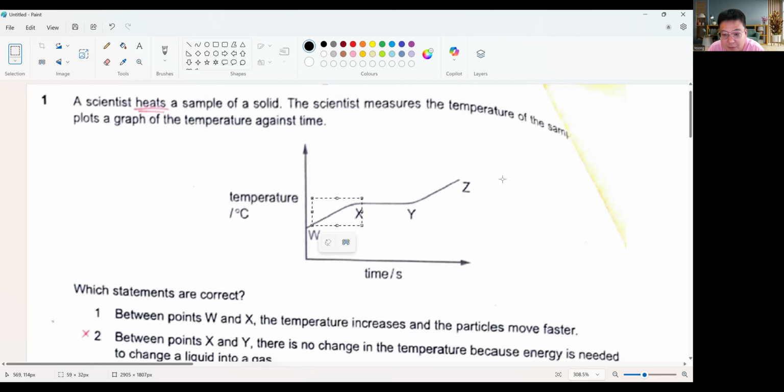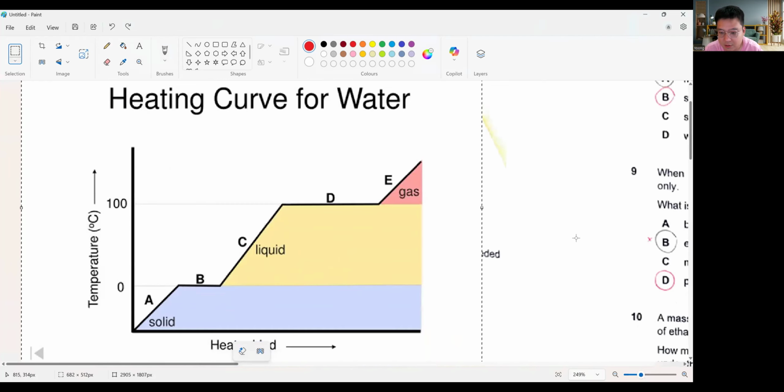So if we look at this graph here, clearly it is the heating slash cooling curve that we have learned. In case anyone is not sure, let me just pull up an example here. Heating curve, okay? In case anyone doesn't remember, let me just show you all. A very simple heating curve. Everyone should have studied this.